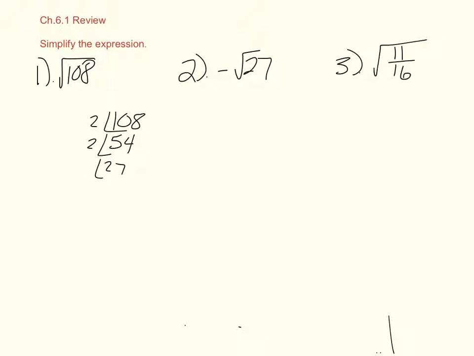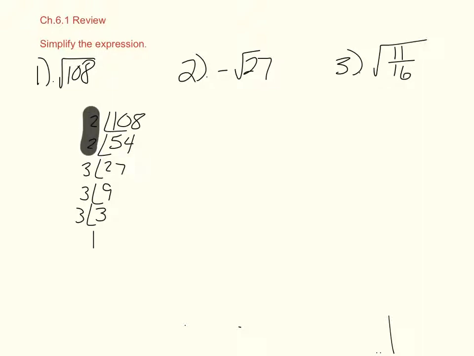Can I divide that by 2 anymore? What goes in though? 3 goes in 9 times. 3 goes in again 3 times, and I'm left with a factor of 3 at the end. Now, what's the rule for radical expressions? How many do I have to have in order to take 1 out? 2. I have to have 2.